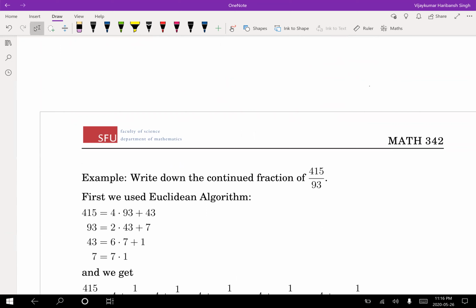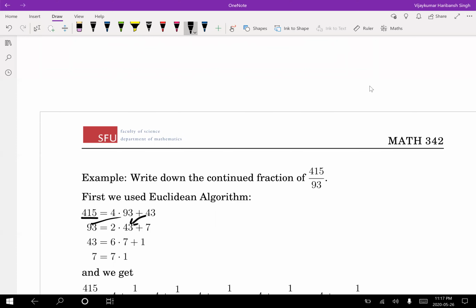So the finite continued fraction for rational numbers has a strong connection with the Euclidean algorithm. So let's see. So we have 415 divided by 93. So 415 and 93, you use the Euclidean algorithm. So you'll go 415 is 4 times 93 plus 43. Then you divide 93 by 43. You get basically 2. Then you take 43, you divide by 7, you get 6 times plus 1.